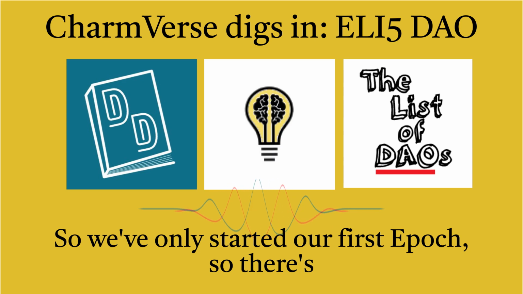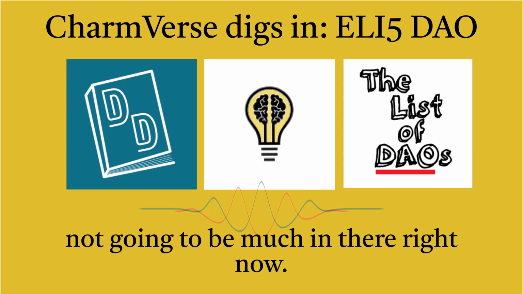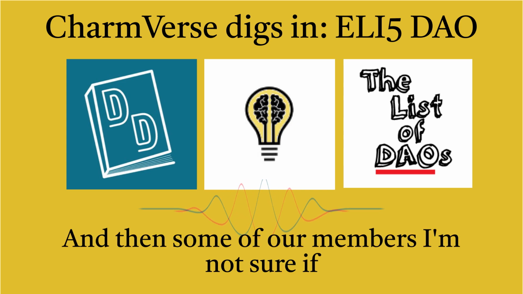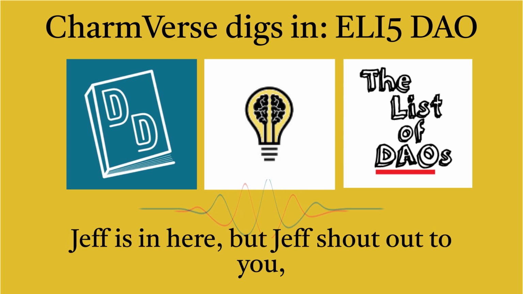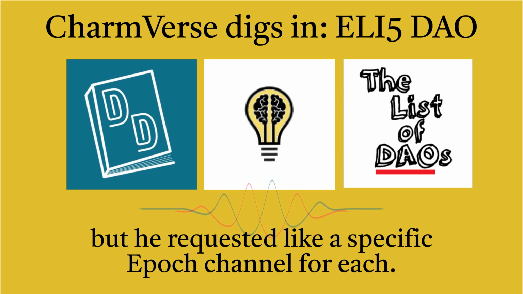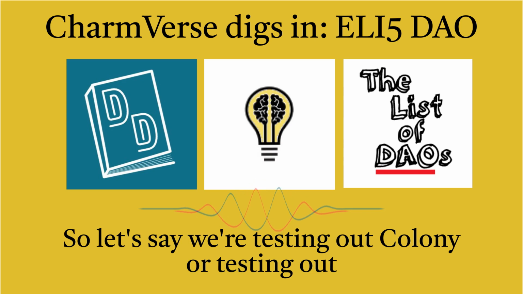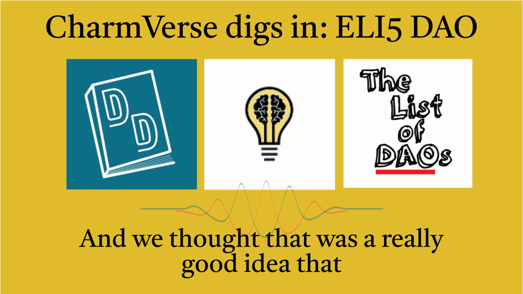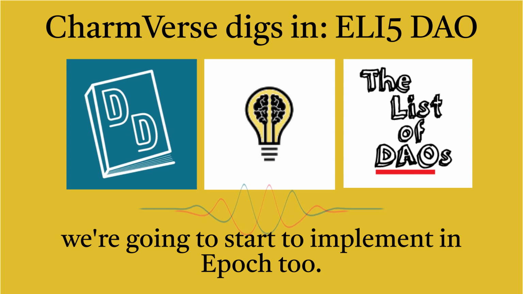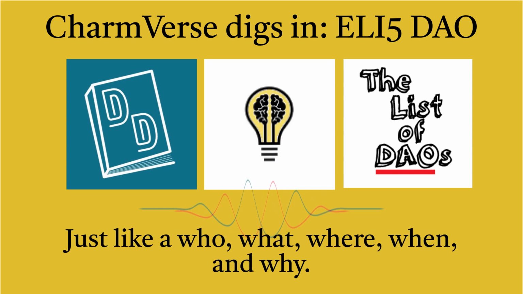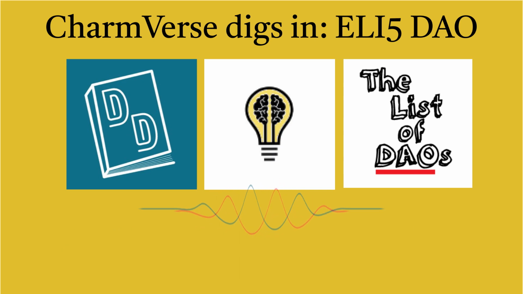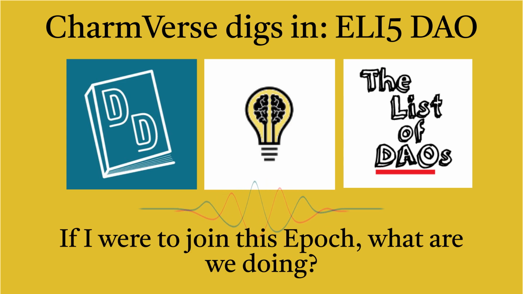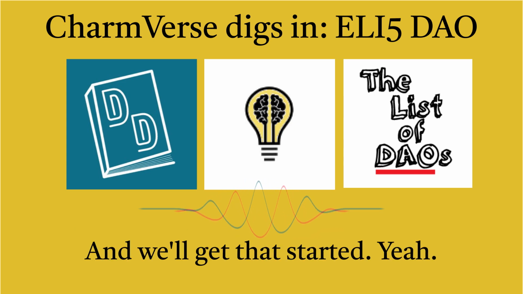We've only started our first epoch, so there's not going to be much in there right now. Some of our members, Jeff, shout out to you, requested a specific epoch channel for each epoch. So let's say we're testing out Colony or CharmVerse, just a channel to get caught up with. We thought that was a really good idea that we're going to start to implement in Epoch 2. Just a who, what, where, when, and why: if I were to join this epoch, what are we doing? And we'll get that started.